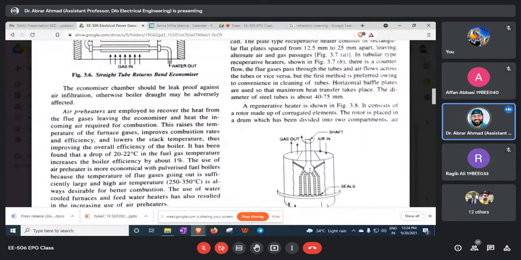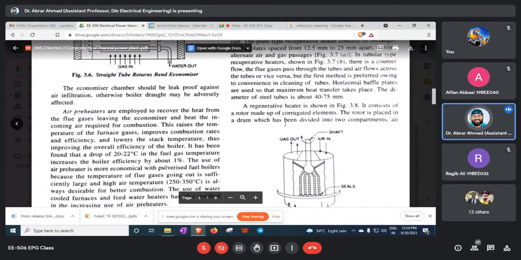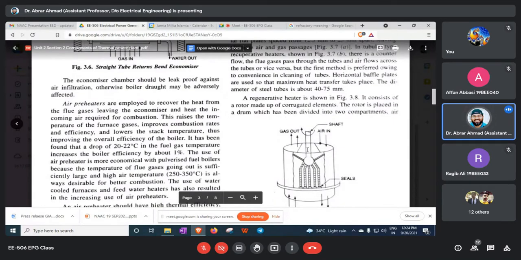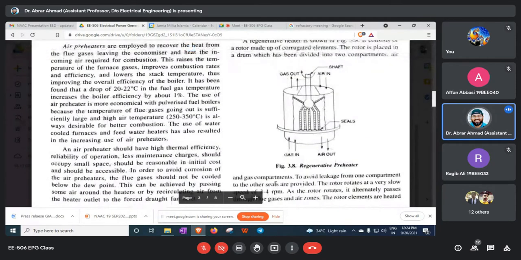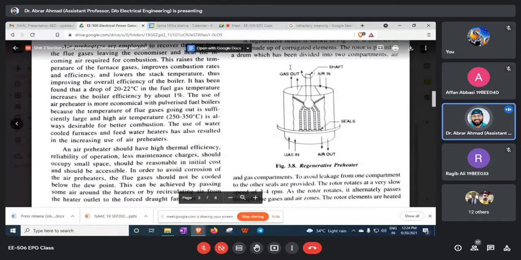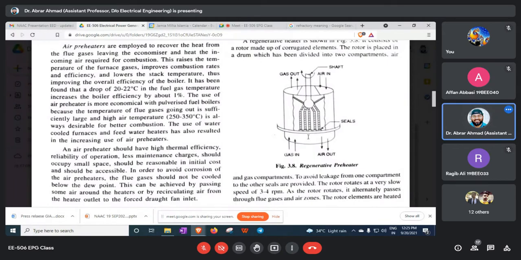This thing is a shaft; when it moves, the whole thing will move. The rotor is placed in a drum which has been divided into two compartments, air compartments and gas compartments. So on one side is air in and one side gas out. Air in, air out, gas in, gas out. But since there is a seal, the gas, meaning which is coming out, will heat the air.